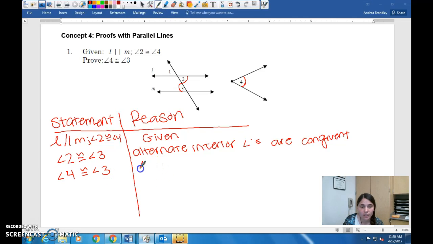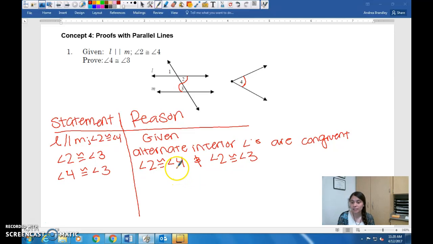because angle 2 is congruent to angle 4 and angle 2 is congruent to angle 3. Therefore, angle 3 and angle 4 have to be congruent. So that was a pretty simple one. I just went through, and that's the reason why. Now, I think a lot of people like proving this way because it's an organized way to get through their thoughts. I go from this step to this step to this step. These are the reasons that led me from here to here to here.